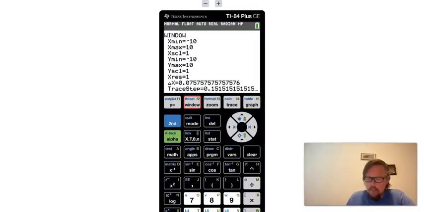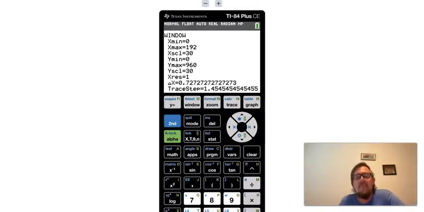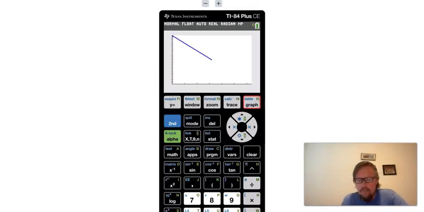So let's press the window button on our calculator. I don't want to go by ones because this is so big. Let's make it go by, let's say, 30s. The x needs to go to 192. Okay. And then the y needs to go from 0 to 960. Let's have that go by 30s as well. And so now I'm going to go ahead and graph it. And there's my graph from 960 down to 192.